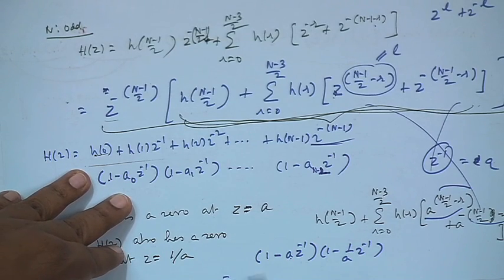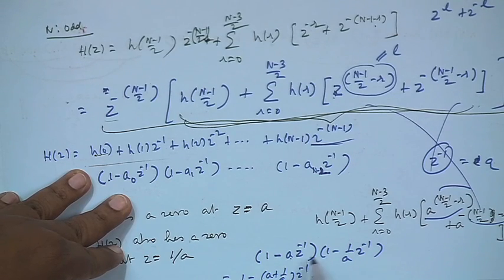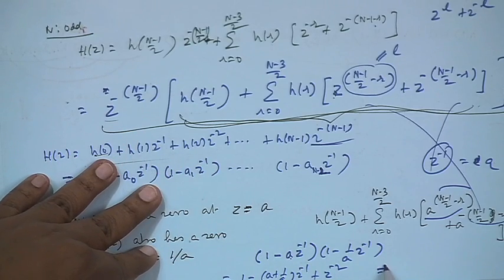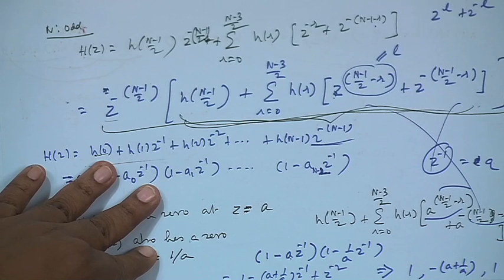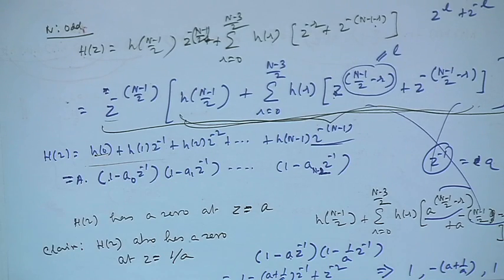If I multiply these two, you will have 1 minus a plus 1 by a into z inverse, and then a into 1 by a. So, that is 1 minus a plus 1 by a z inverse plus z inverse 2. So, if this is the transfer function of a subsystem, the corresponding impulse response will be 1, then minus a plus 1 by a, and the next coefficient is 1. And you see it satisfies that mirror image symmetry.